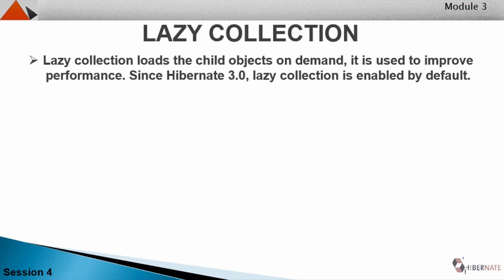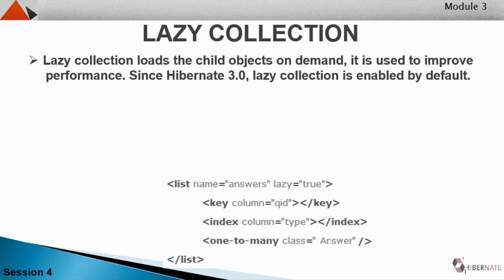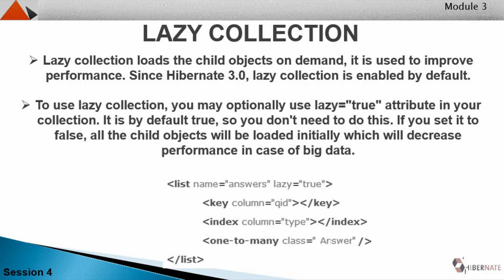Now let's see lazy collection. Lazy collection loads the child objects on demand. It is used to improve performance. Since Hibernate 3.0, lazy collection is enabled by default. To use lazy collection, you may optionally use lazy="true" attribute in your collection. It is by default true, so you don't need to do this. If you set it to false, all the child objects will be loaded initially, which will decrease performance in case of big data.